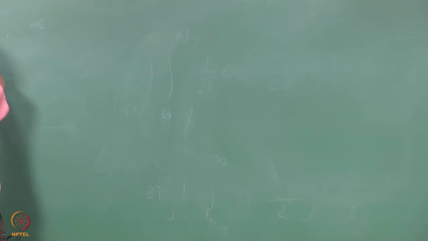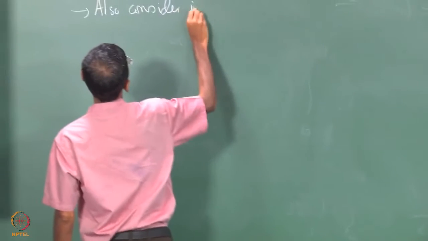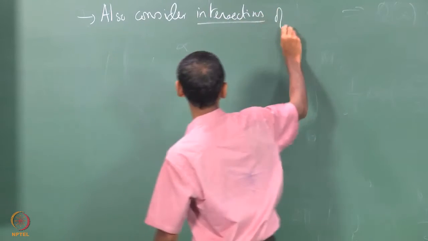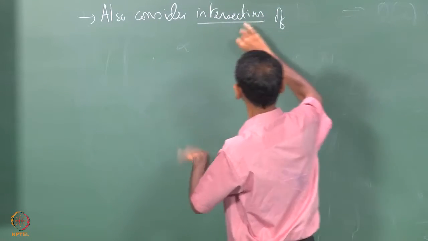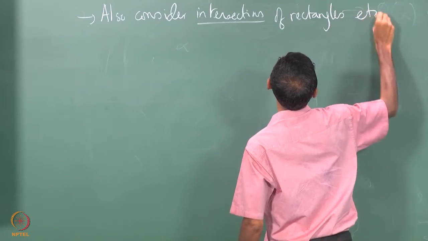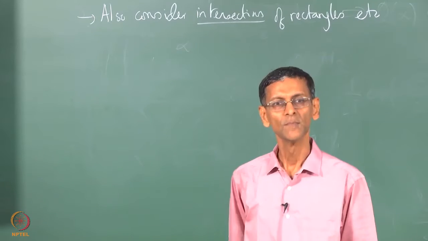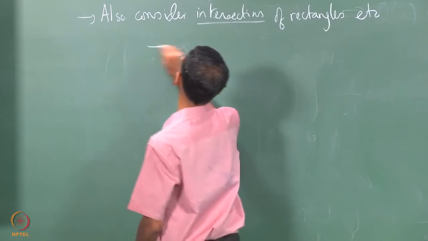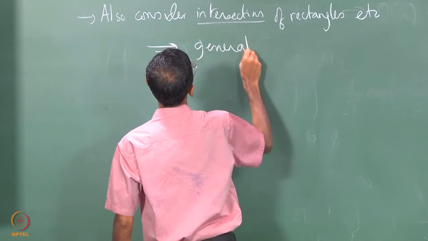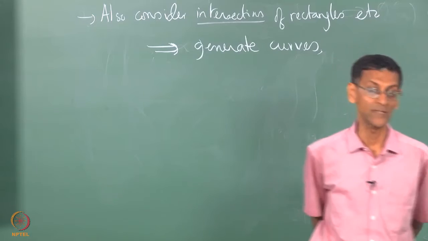So also consider intersections. So what do you get when you do intersections of rectangles and then unions of these intersections? So what can you generate from this? You can generate curves. Right, generate not just curves, you can also generate individual points.